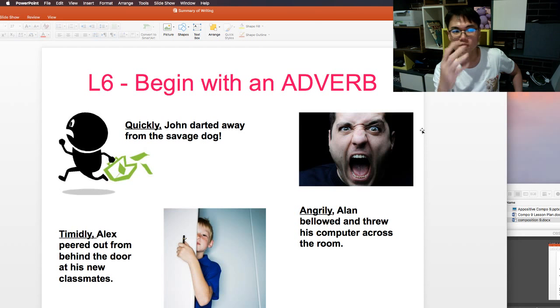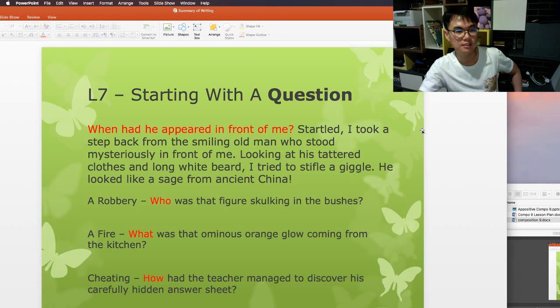All right, so that's technique number 6, beginning with an adverb. Any questions? Yep, that's right. That's what savage means. Okay, good. Then let me move on. Starting with a question is the next one. No worries. Jyotsna? Yes. The short answer is yes. Using more advanced vocabulary will put you in a higher language score.